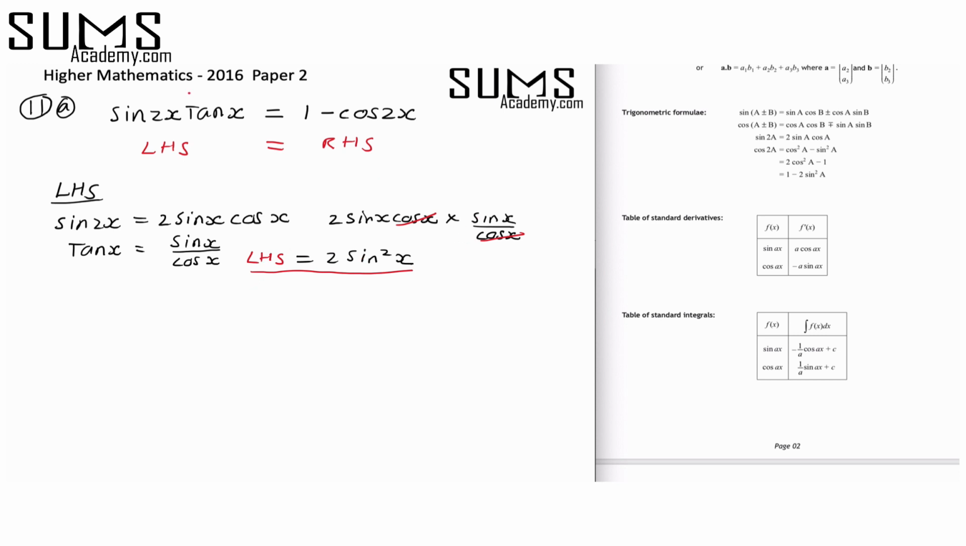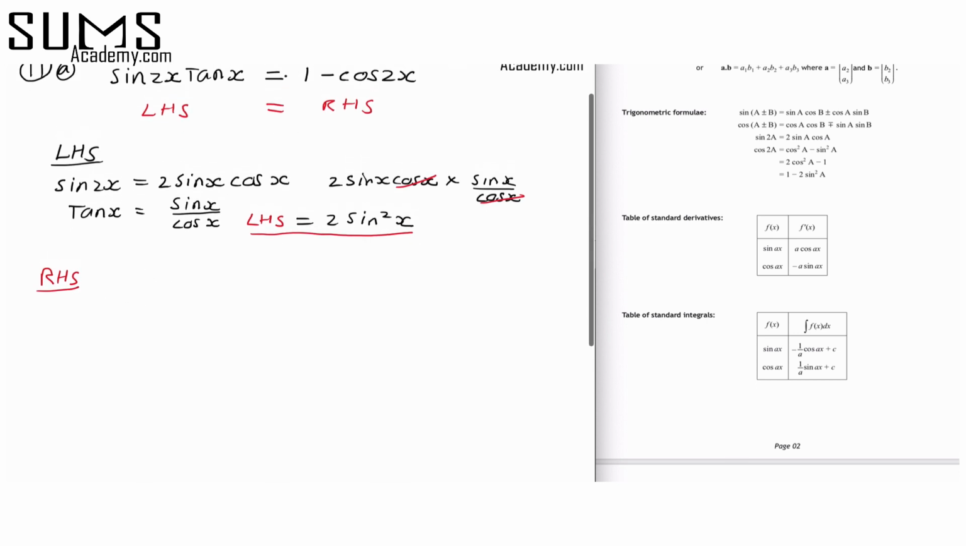So what about your right-hand side? Well, we have here 1 minus cos 2x. We want it to be equal to a sine squared term, and there's a cos 2x term here and a sine squared term here, so it's going to be something to do with this. So cos 2x is equal to 1 minus 2 sine squared x.